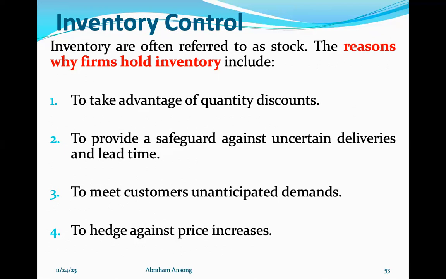Okay. So the reasons why firms hold inventory include, first, to take advantage of quantity discounts. Sometimes firms will buy a lot of the raw materials or goods because probably the more they buy, the larger the quantity discounts they may get. Second, they may hold inventory to provide a safeguard against uncertain deliveries and lead times, right? Anything can happen. And to safeguard against uncertain deliveries and lead times, you want to have some backup. So no matter what happens, you have some inputs or raw materials to deal with such uncertainties.